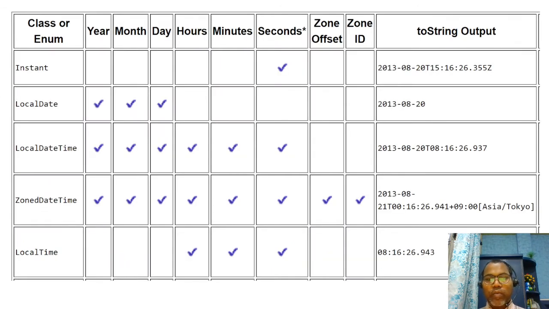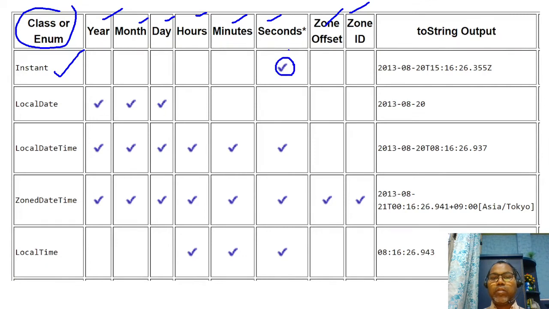So let's summarize what classes we have discussed till now. We discussed Instant. Generally, all the classes we are discussing are in the java.time package and contain year, month, day, hours, minutes, seconds, zone offset or zone ID. If I am talking about the Instant, Instant means they are only talking about your seconds. So if you look at the output, it is the complete second.